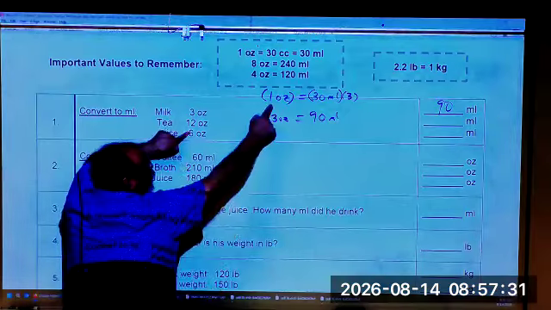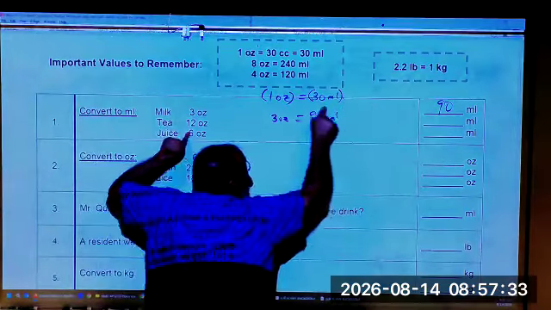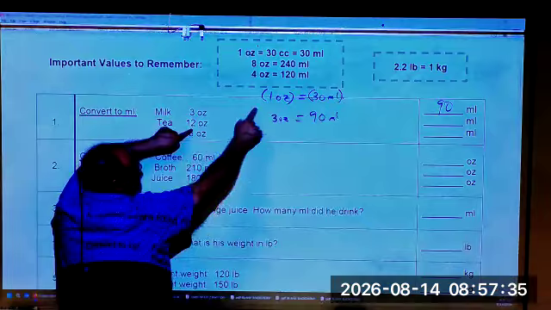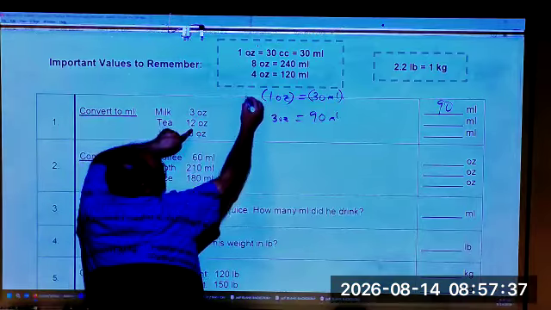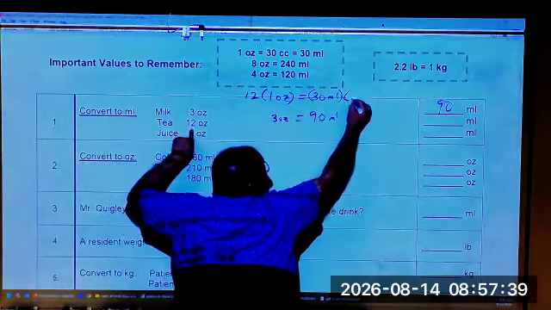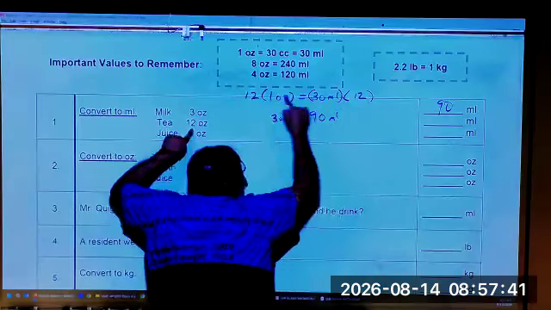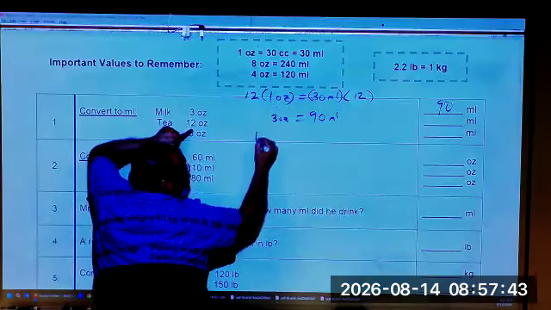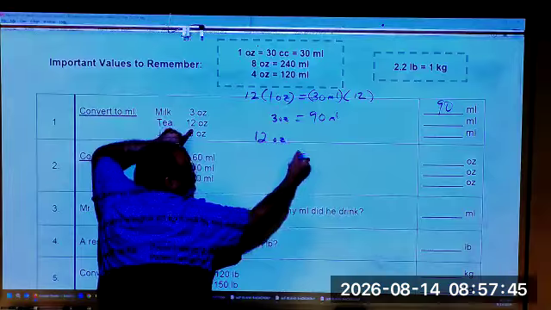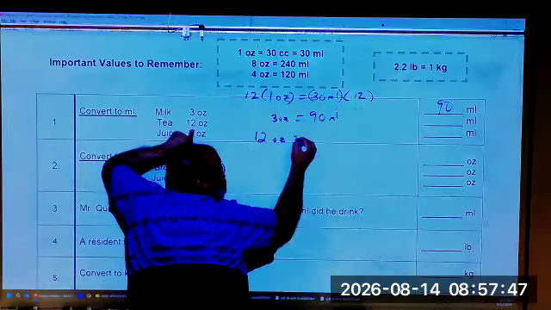So if you're starting with 1 ounce, 30 milliliters, and you want to convert that 1 ounce into 12, multiply by 12. 12 times 1 ounce is now 12 ounces. 30 times 12 is 360.